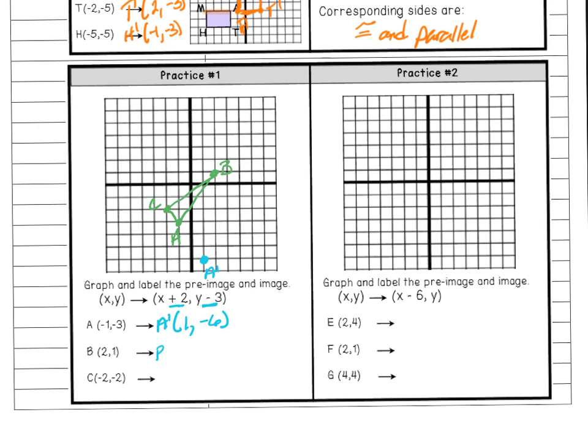And then B prime is going to be, let's see, add 2, so that's 4, and subtract 3, so that's -2. So (4, -2), and I probably should have put a parenthesis around that. And then C prime is going to be add 2, so that's 0, and -5. So that's C prime. Great.